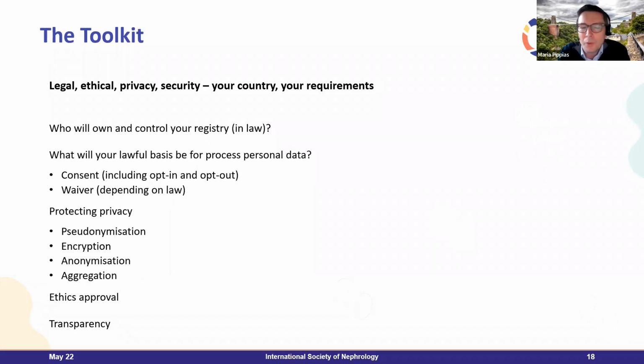The short thing to say about legal, ethical, privacy, and security issues is that it will be different depending on which country you're based in. And there are 2 very long chapters. The chapter in the North American guidance document is incredibly long on this issue, but most of it is irrelevant unless you want to set up a renal registry in the USA. But there are some basic principles. Do you need patient consent? And if so, is it opt-in or opt-out consent? Or can you get a waiver of consent by going through some legal channels?